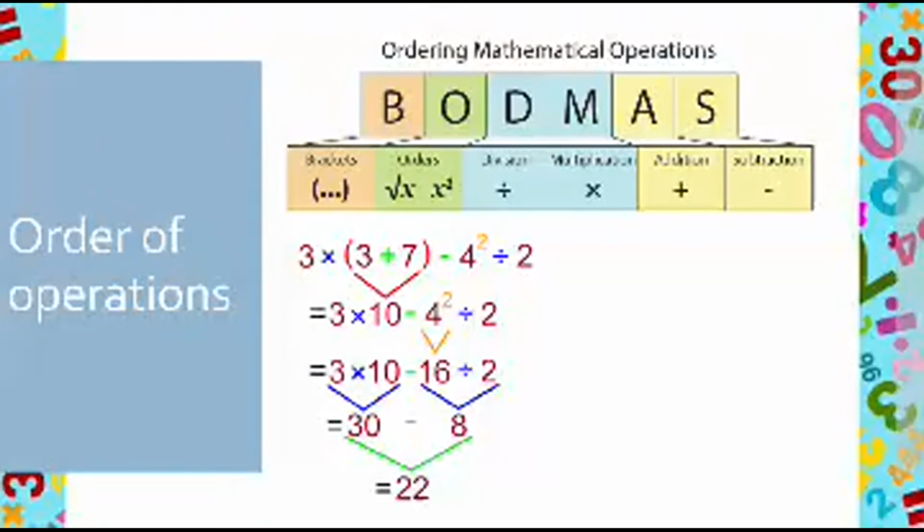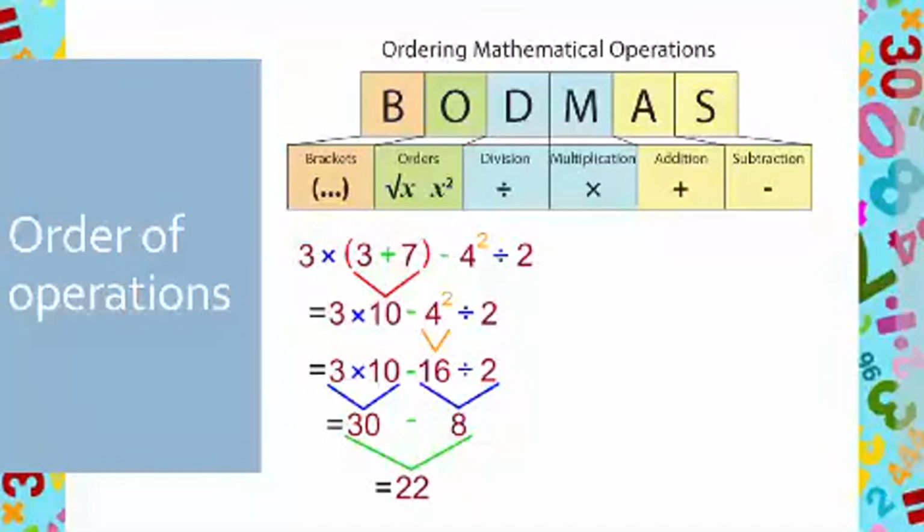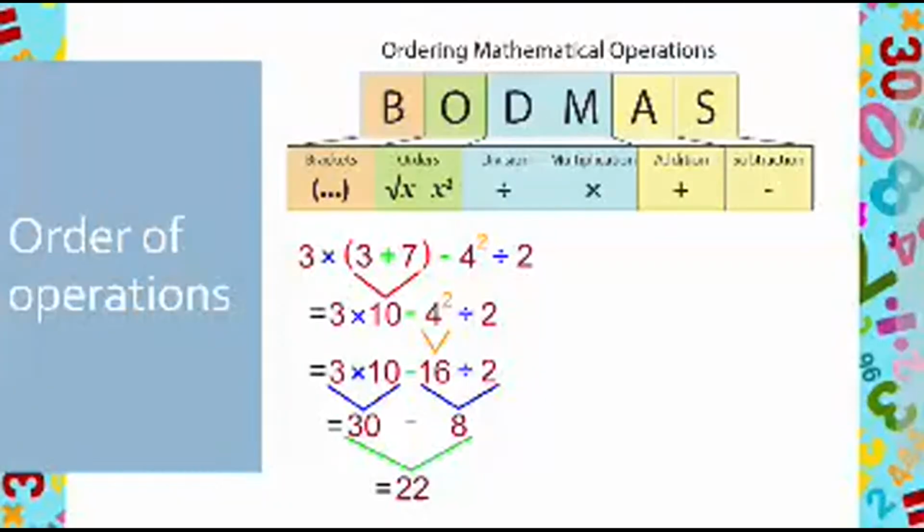So here: 3 multiplied by (3 plus 7) minus 4 squared divided by 2. As per the rule, you can see the bracket, so that is solved first. Then comes the square of 4, which is 16. That's solved in the second step. Then 3 multiplied by 10 will be the third step, because multiplication and division happen simultaneously, so I have done that in one step only. And then the final answer is 30 minus 8, which is equal to 22.